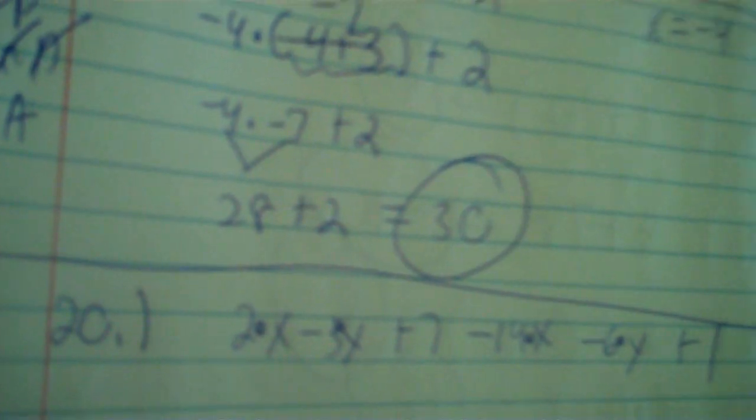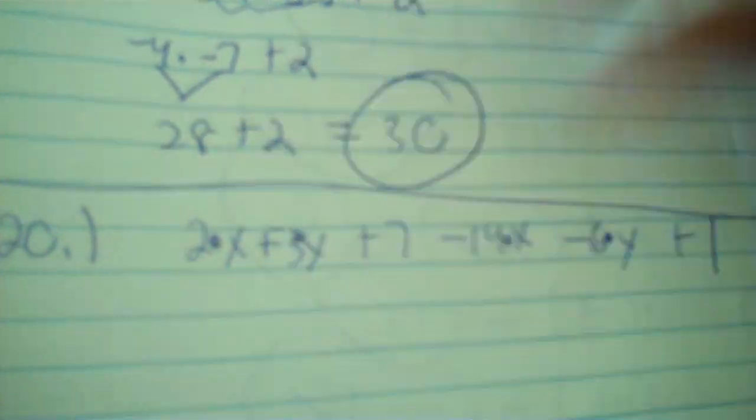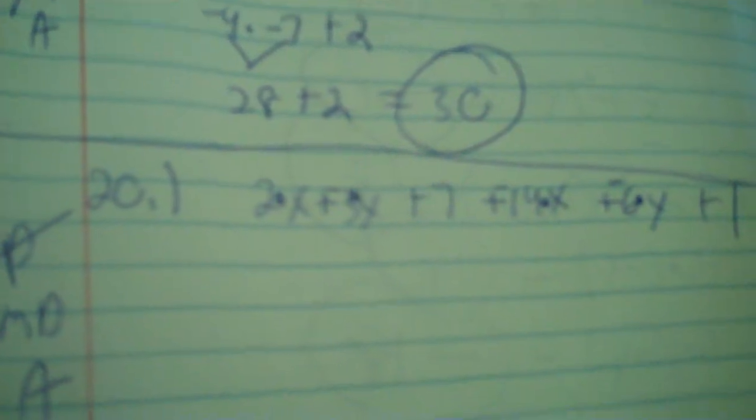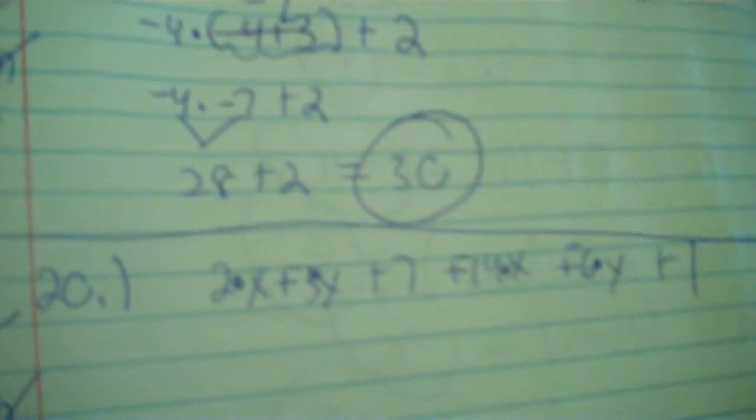Okay, do we have any subtraction operators? Well, we got 2 times x, minus, so plus negative 3 times y, plus 7, minus, plus negative then, 14 times x, minus, plus negative 6 times y, plus 1. Now we execute the order of operations to simplify. No parentheses. You do have multiplication, but you don't know what those letters are, so you can't multiply. No division. Now how about adding?